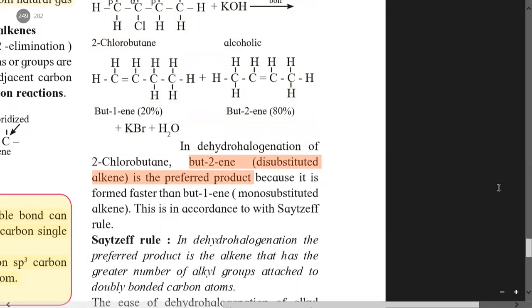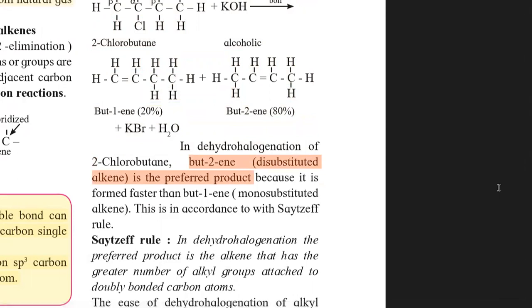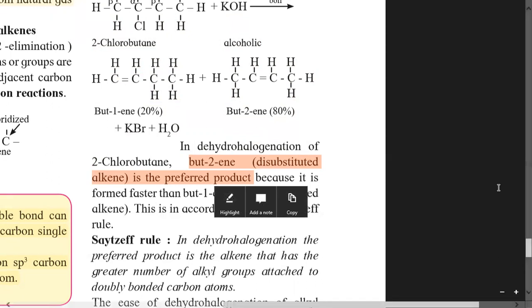It is disubstituted, and according to Saytzeff rule, the more substituted product is the preferred product. And but-1-ene is a monosubstituted alkene, and according to the Saytzeff rule, the disubstituted product is the preferred product in this reaction. What is this Saytzeff rule? Now we will study the Saytzeff rule.